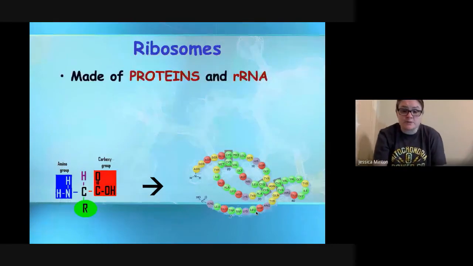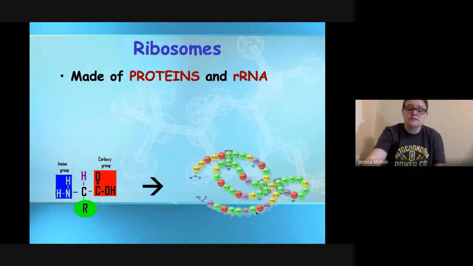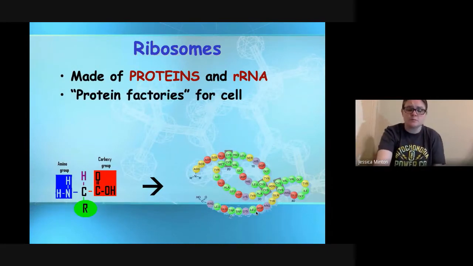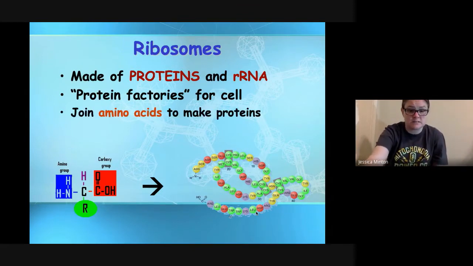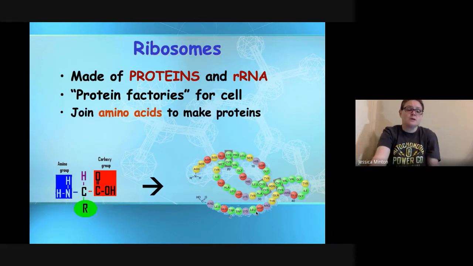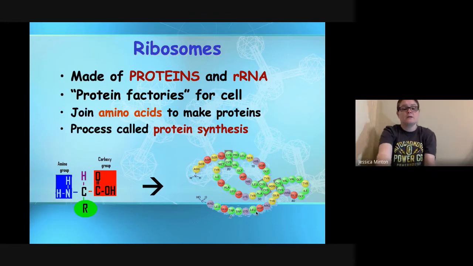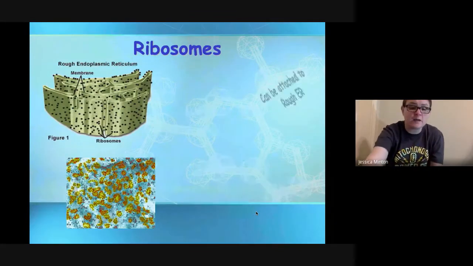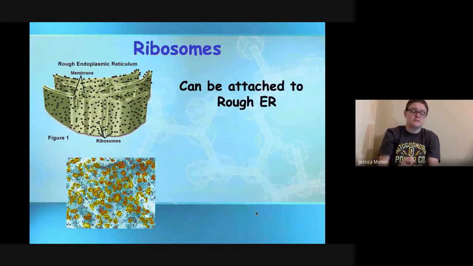So let's look at those little ribosomes that are attached. They're made of proteins and rRNA. The little r in rRNA stands for ribosome or ribosomal. So these are protein factories. These are the sites of protein synthesis. They're going to join amino acids together to make proteins. We talked about why that process is called that, and we will go through the process later.